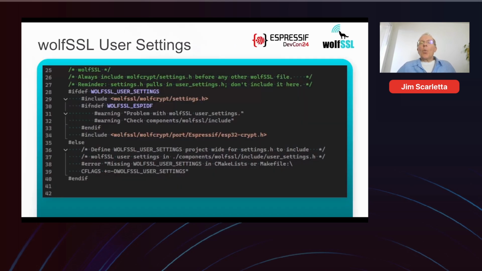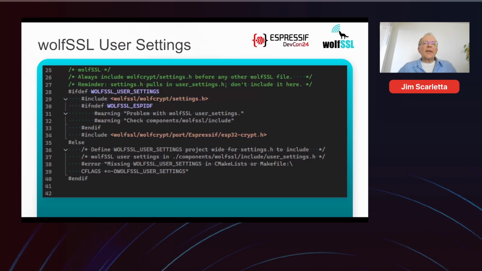So if I were to present only one slide to talk about getting started with wolfSSL, it might be this one. For wolfSSL, it's all about the proper use of the settings, the user settings. And here we see an example. You need to make sure that globally defined, there's a macro called WOLFSSL_USER_SETTINGS. That tells the environment that you're using wolfSSL.